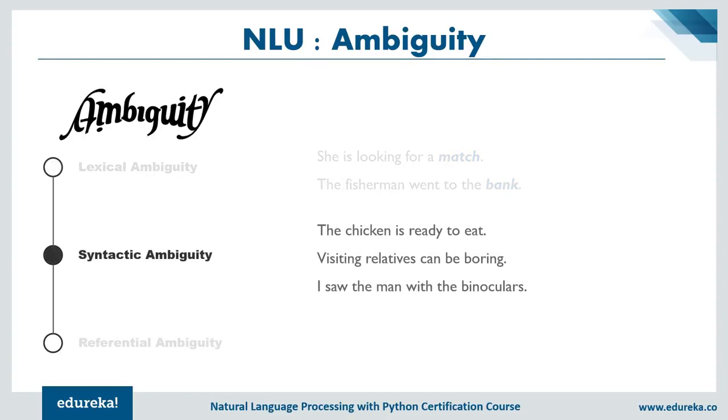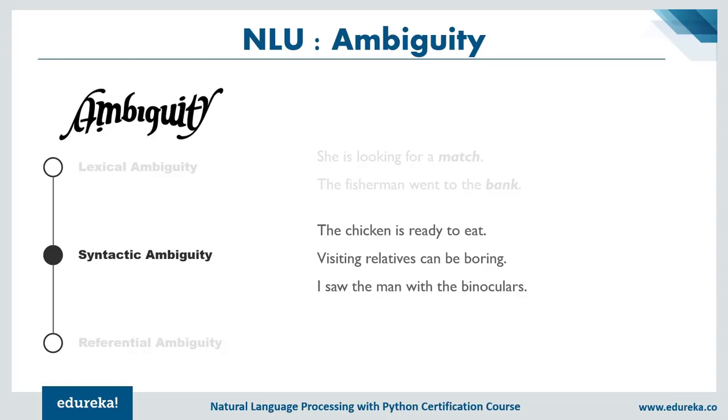Now, coming to the second type of ambiguity, which is the syntactical ambiguity. In English grammar, syntactical ambiguity is the presence of two or more possible meanings within a single sentence or a sequence of words. It is also called structural ambiguity or grammatical ambiguity. Taking these sentences into consideration, we can clearly see what are the ambiguities faced.